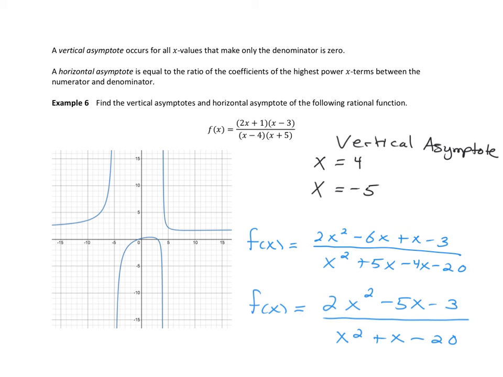Okay, written this way, this definition makes a little bit more sense. The highest powered x terms are x squareds, and the coefficients in front of them are a 2 and a 1. So these are the coefficients of the highest powered x terms. The horizontal asymptote is the ratio of these two numbers. So y is equal to 2 over 1, or simply 2. So this is the horizontal asymptote.